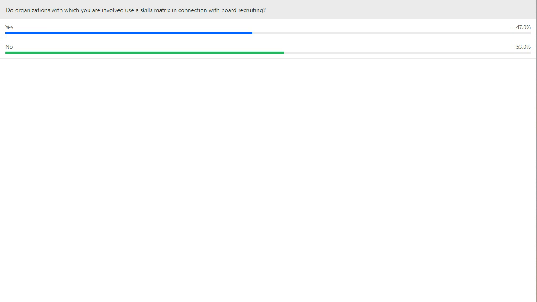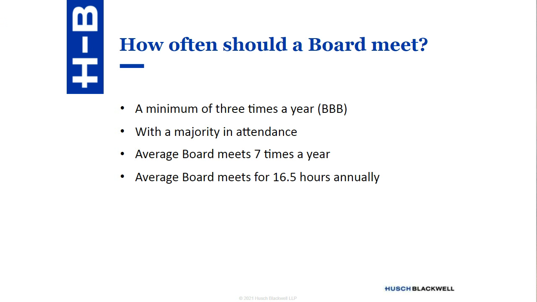So do organizations with which you're involved use a skills matrix? We've got a 47% yes and a 53% no. What I've found is that the skills matrix can be helpful. You can look at it and see which board members are rotating on or off if you've got a staggered board. And then it can also be used to promote diversity, which is an extremely important goal of organizations now. And it's a way of keeping track for the organization. So you have a board with the right number and the right skills.